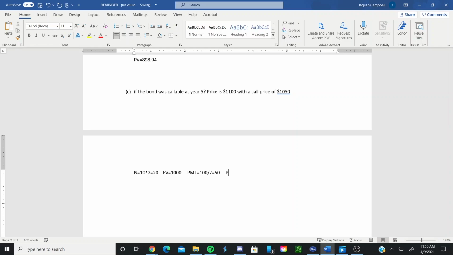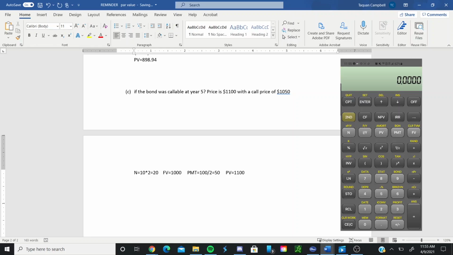Next is PV. So our PV here is 1,100. And since the original problem didn't give us the interest rate or the yield, we can just solve it from here, and it still makes sense. So then we're just going to have to find the yield. So IY is what we're looking for. So we're going to come back over to our calculator and input the information.